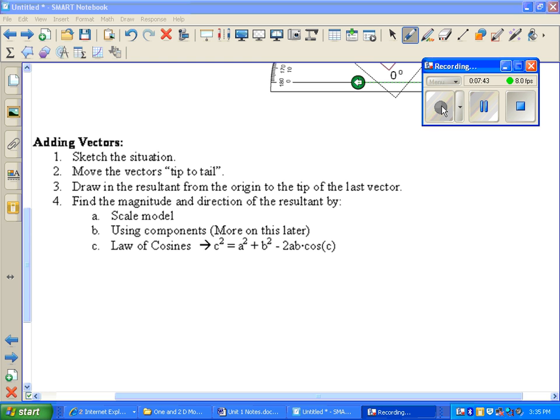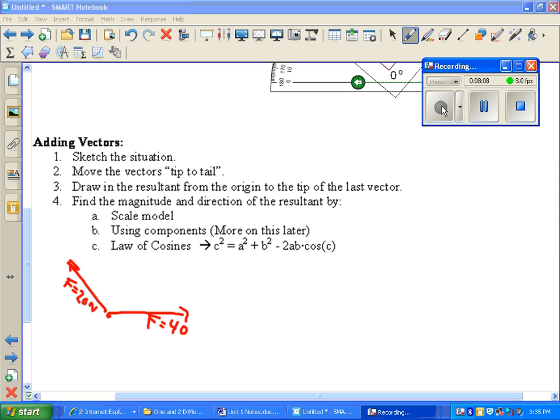Okay, now we're going to learn how to add vectors. This comes into play when you're doing something like this. Okay, now one type of vector is a force, which is a push or a pull. And the units for force are newtons. So let's say I have something pulling me this way with a force of 20 newtons. And something else pulling me this way with a force of 40 newtons.